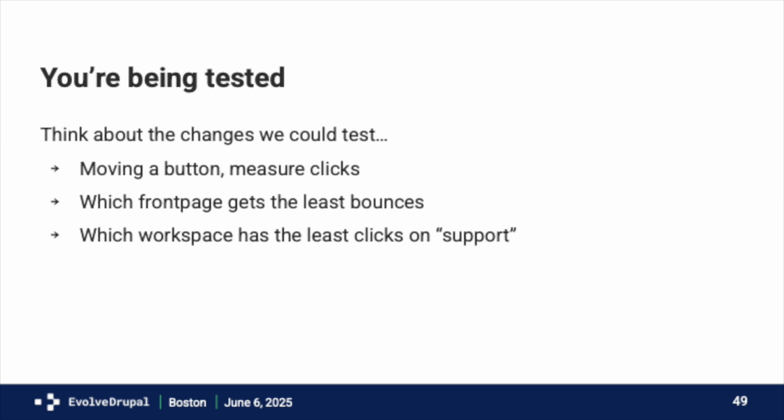So before we move forward with this, you'll need some tool to measure if someone clicks on something or if someone buys something. You can do it with Google Analytics. You can do it with Optimizely, stuff like that. I can't really tell you much about our internal operations, but if you move a button, you measure clicks. You see which front page will hold people the longest, or maybe which workspace has the least clicks on support, so they're not looking for help. But how can we do that in Drupal?